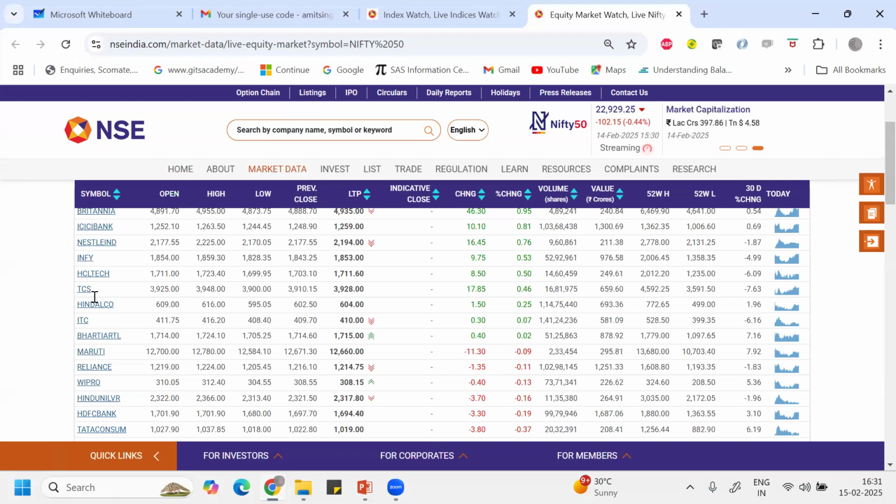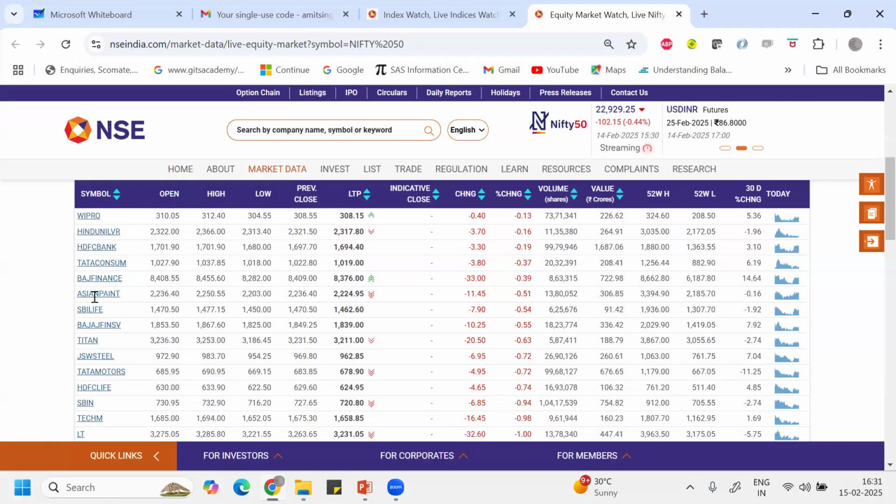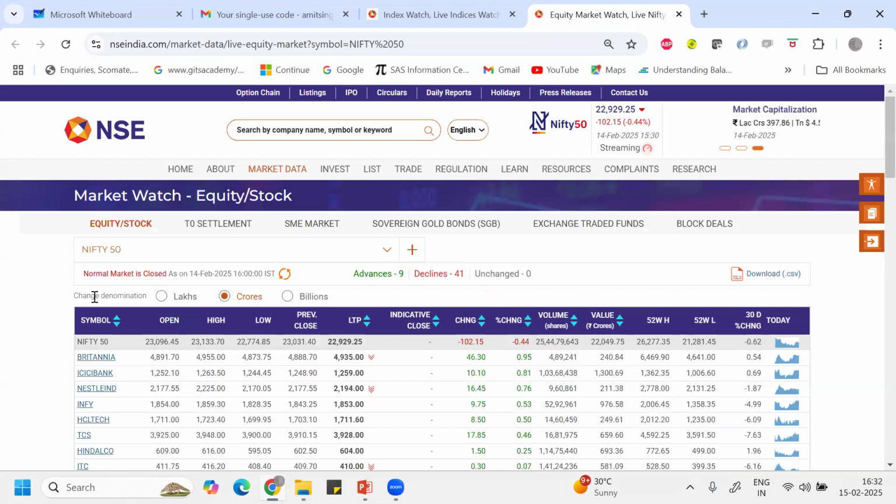Reliance is oil and gas, Wipro is IT, Hindustan Unilever is FMCG, HDFC Bank, Tata Consumer Goods, Bajaj Finance is financial services, Asian Paints is chemical, SBI Life is financial services, Titan is gems and jewelry, JSW Steel, Tata Motors is automobile, SBI Bank. So you can see we have the best 50 companies, and we believe that the portfolio of these companies will give you the best return.